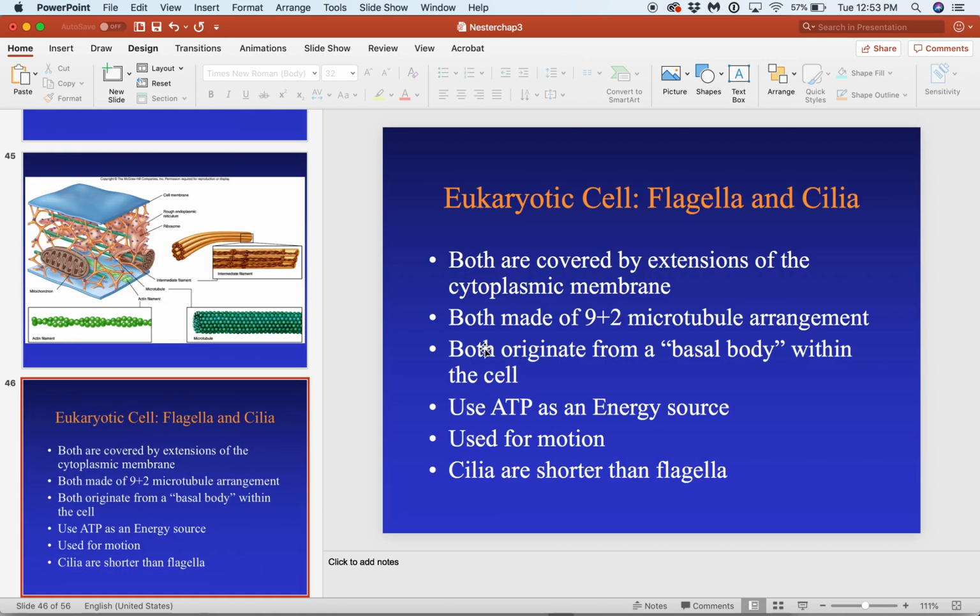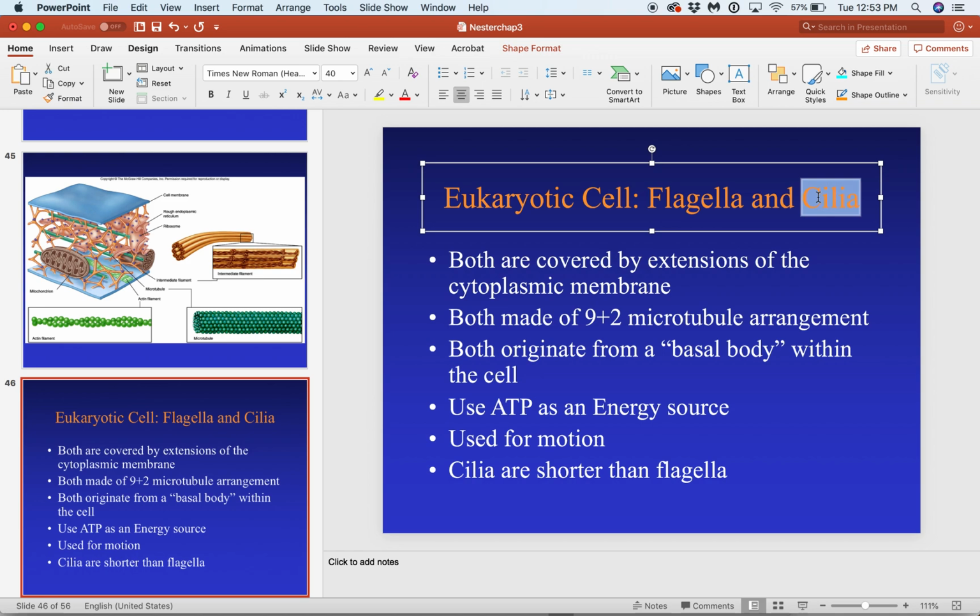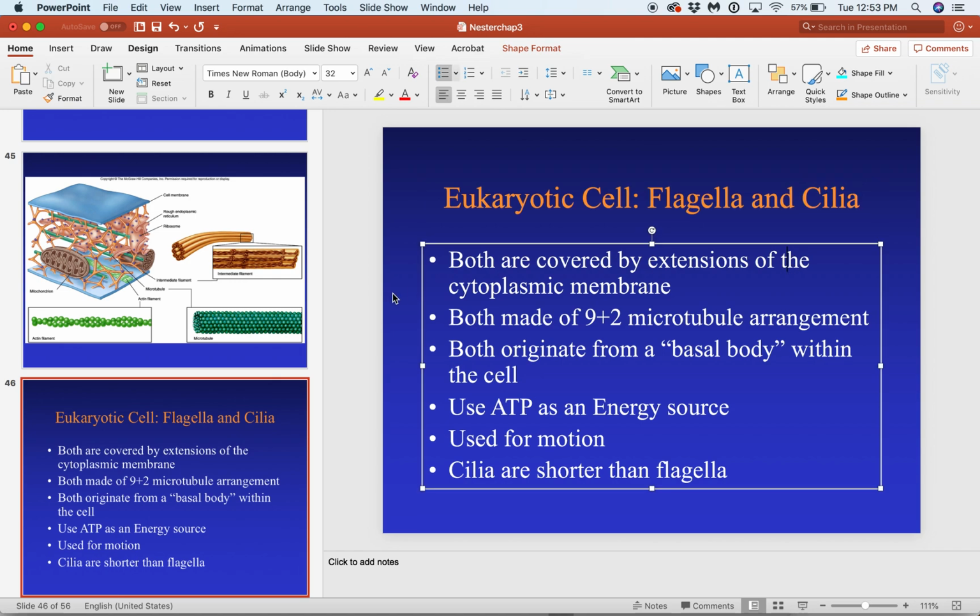All right, the eukaryotic cell. Eukaryotic cells have flagella. Eukaryotic flagellum would be used for motion. But the shorter version of flagella are not called pili in eukaryotic cells. We call them cilia. Cilia are short versions of flagella. So let's actually write that down.